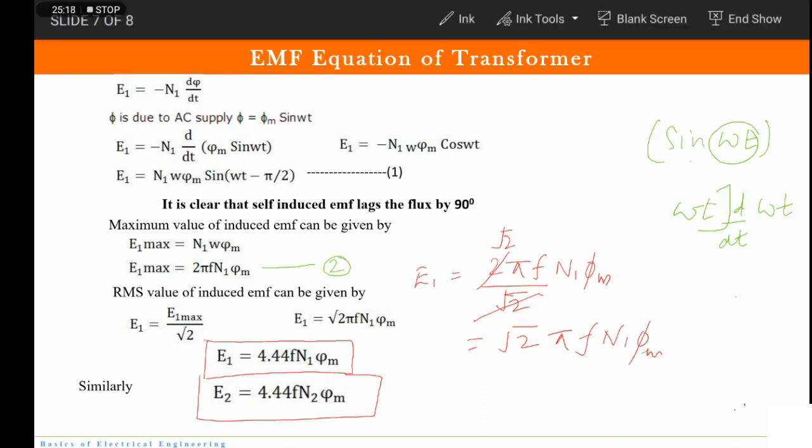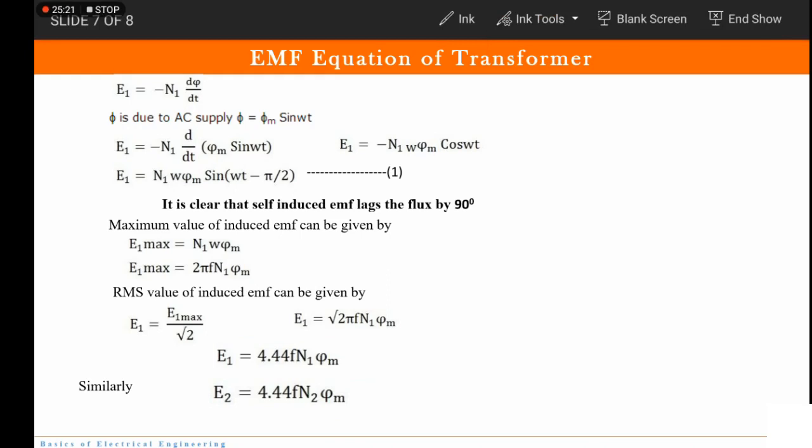Let me tell you one more thing here. You must have studied a concept called flux density, and we represent flux density by B, isn't it? How is it represented? It is represented by phi upon A. It means what amount of flux is there per unit area. So we can write that maximum flux density would be the maximum flux upon area, or else phi m can be written as Bm into A.